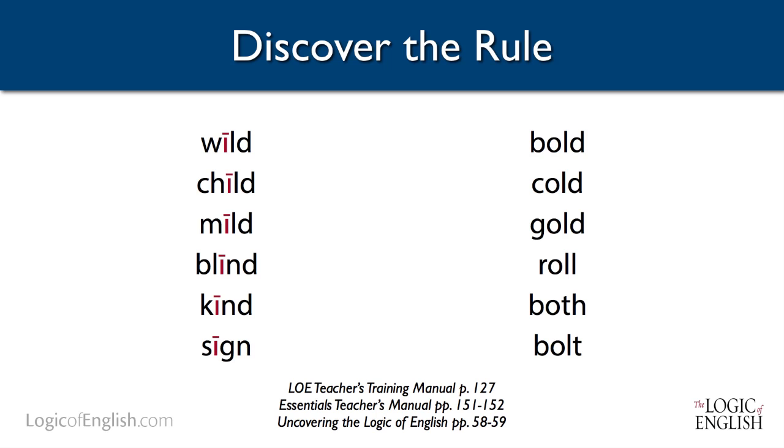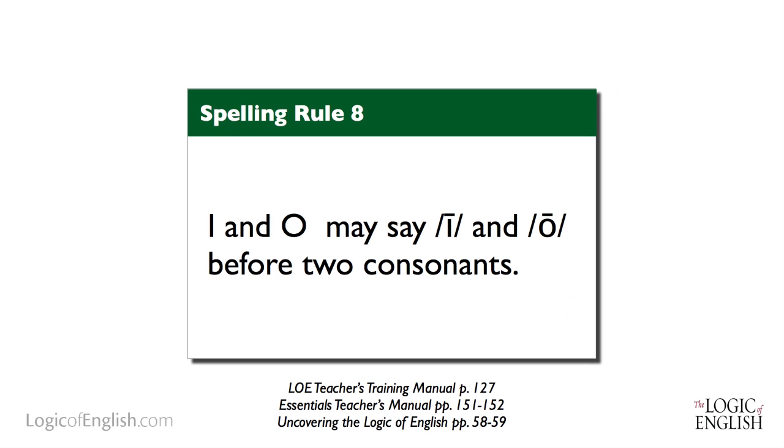And what sound of O are you hearing in these words? Bold, cold, gold, roll, both, bolt. You're hearing the long O sound. Can you look at these words and see what they all have in common that might be triggering the I and the O to say their long sounds in these words? Well, what is common between them is that I and O are both before two consonants. And that leads to the rule: I and O may say I and O before two consonants.